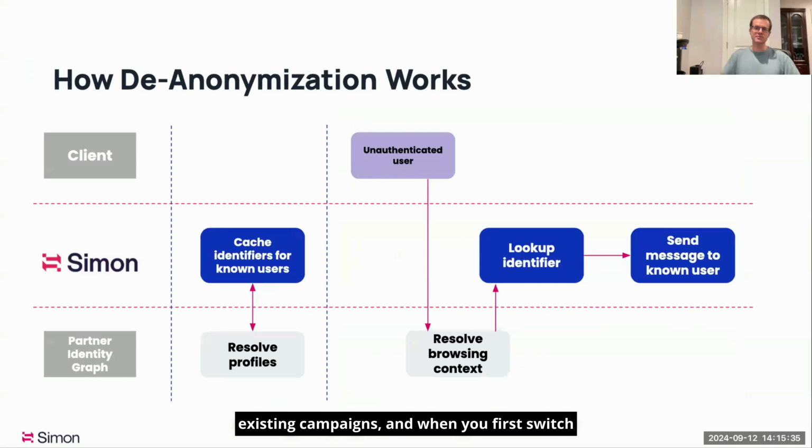And when you first switch Identity Plus on, Simon immediately begins caching identifiers from our partner's identity graph for known users. That process is very analogous to the matching process that underlies custom audience products in downstream social and paid media channels. And the result is that when a known user is browsing on your site while logged out, our partner's identity graph can be consulted for an identifier that we can then look up in a cache mapping to known users. And that's what allows us to actually send the messages to the user despite them not being logged in.